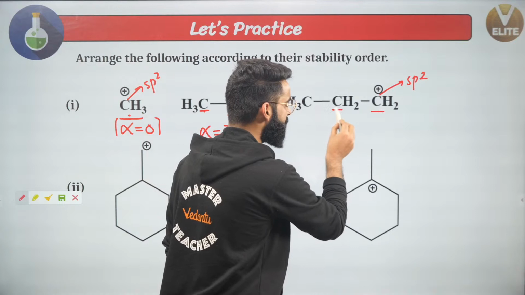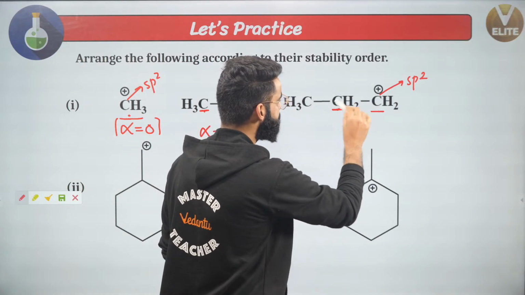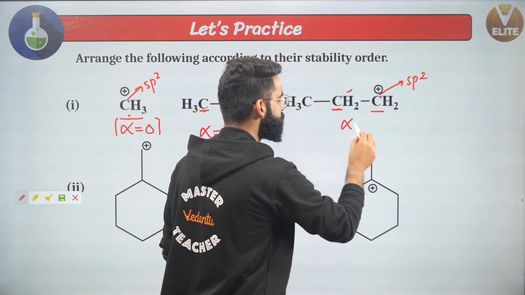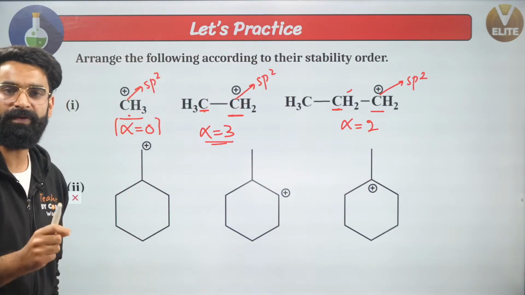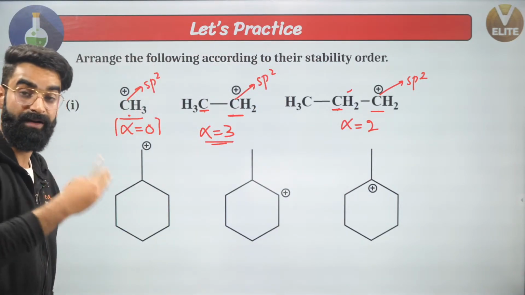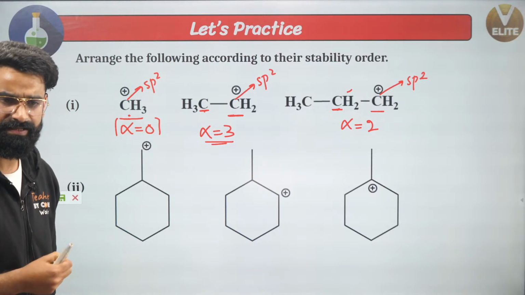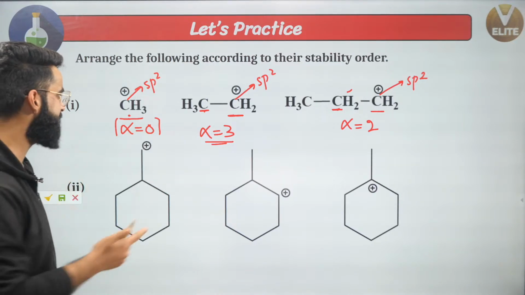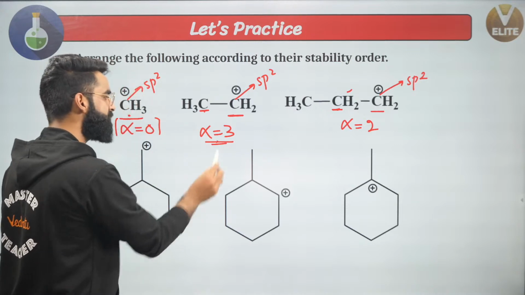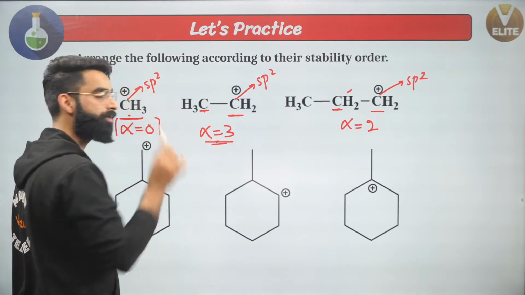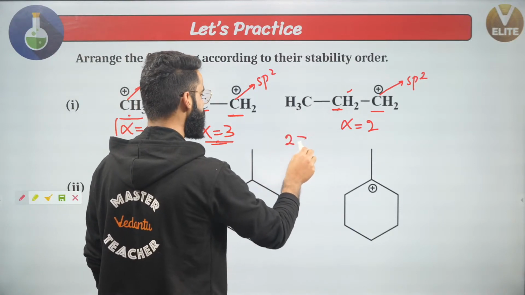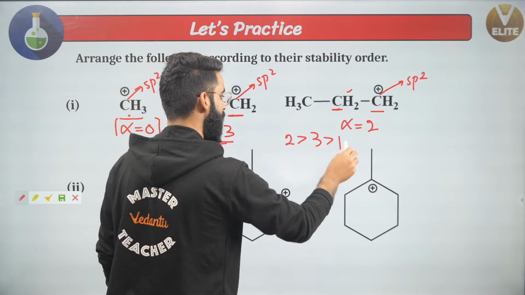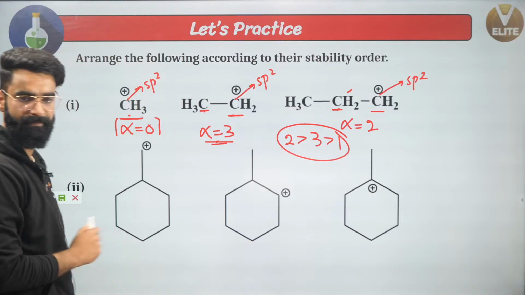First of all, this carbon I'm calling alpha carbon. Towards this alpha carbon, there are 2 hydrogens attached. So there are 2 alpha hydrogens. The number of alpha hydrogens is always equal to the number of hyperconjugated structures. Can I say this one has maximum alpha hydrogens? So this one is going to have maximum hyperconjugated structures, so this one is going to be maximum stable. So 2 is going to be maximum stable, followed by 3, followed by 1. This is the order of the stability, right?